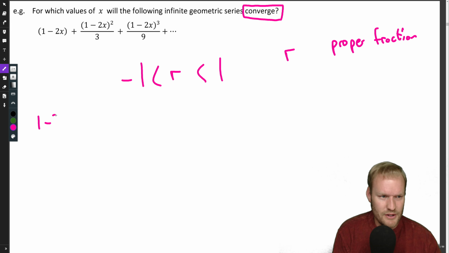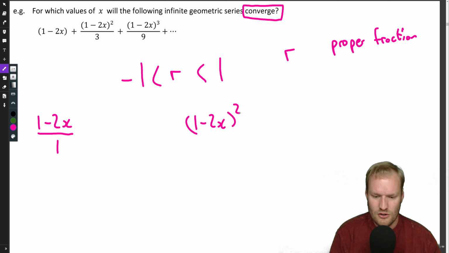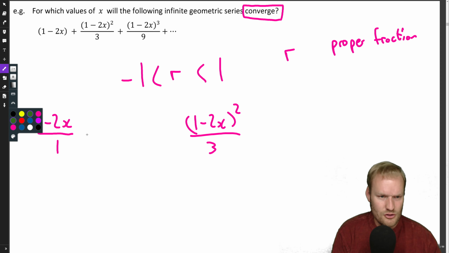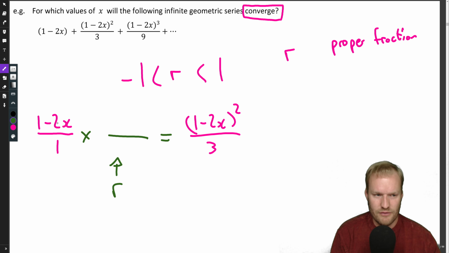Well, our first term is 1 minus 2x. The rest are all fractions, so I'm going to write that as a fraction. And the second term is (1 minus 2x) squared over 3. So for our ratio, we just need to see what we are multiplying by to get from the first to the second term, or the second to the third term. Doing it this way, I'm going to start with the denominator. 1 times 3 is 3, so the denominator of our r is 3. And for our numerator, we'll have to multiply 1 minus 2x by itself to get the next term. So our ratio is (1 minus 2x) over 3.